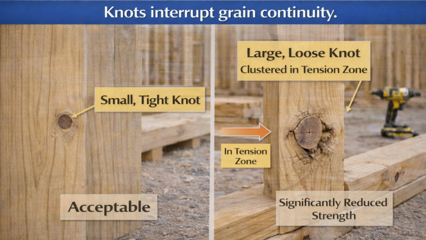In construction, a defect is not about appearance. It is any characteristic that reduces strength, stability, or predictability. Knots interrupt grain continuity. Small, tight knots away from critical stress zones are often acceptable. Large knots, loose knots, clustered knots, or knots in tension zones can significantly reduce strength. Location matters more than size.